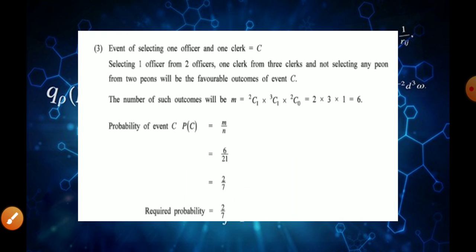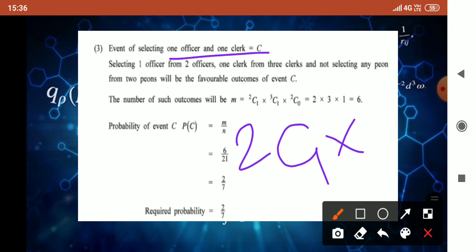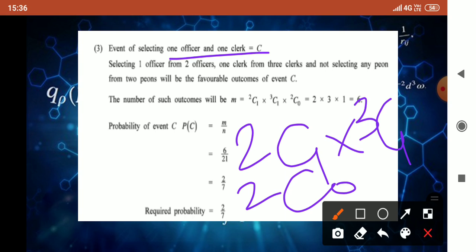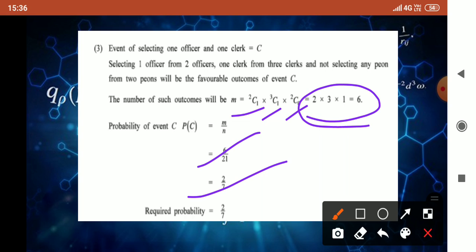Next, we have to select 1 officer and 1 clerk. There are 2 officers, out of which I have to select 1. There are 3 clerks, out of 3 I have to select 1, and we will not select any peon. There are 2 peons, but we will not select any one. So 2C1, 3C1 and 2C0. Your answer is 6. So 6 by 21, which is equal to 2 by 7.